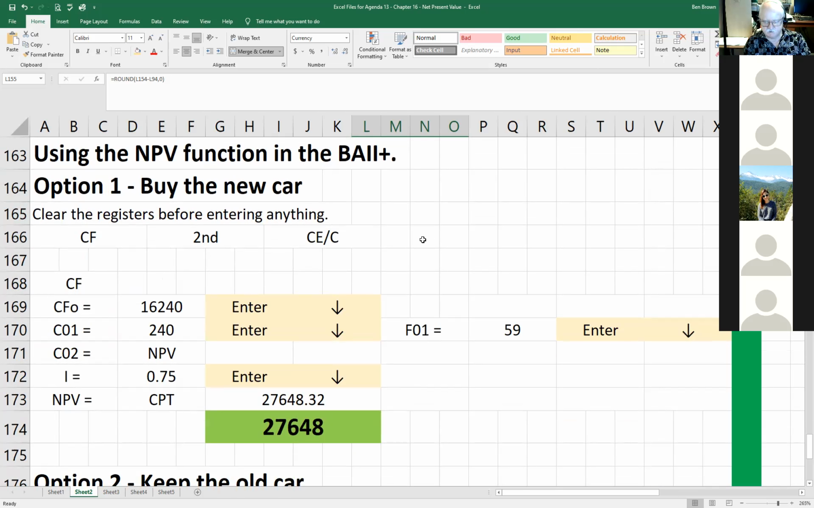CF, second, clear. So, considering the numbers we've figured out, we go CF, and we're looking at CF0. We know this was 16240.